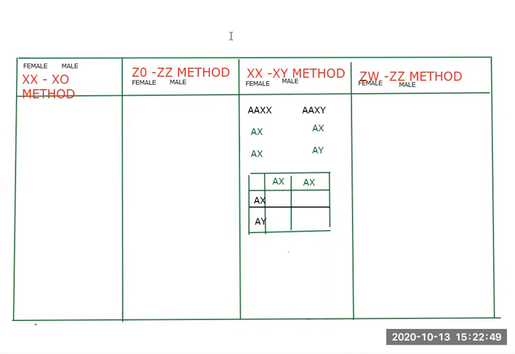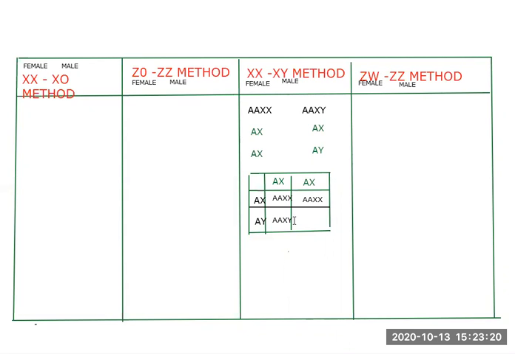If an AX type of sperm fertilizes an AX type of ovum, what is formed, male or female? Female. Very good. Okay, so an AX type of ovum with an AY type of sperm, what is formed? Male.